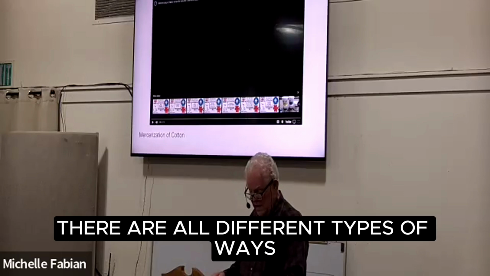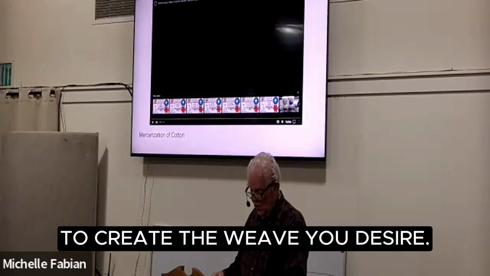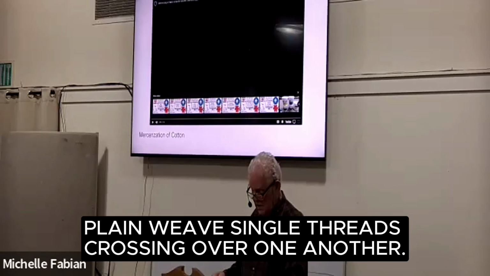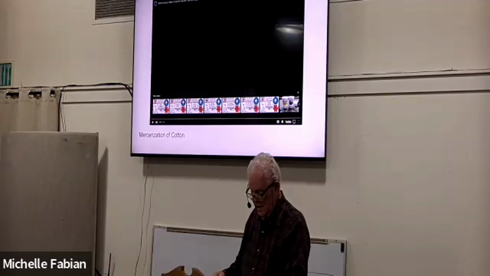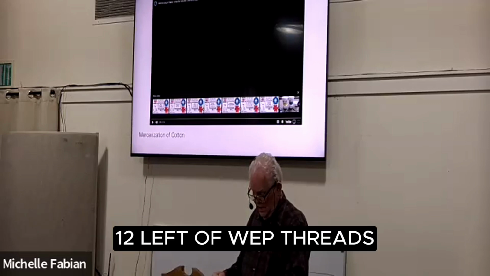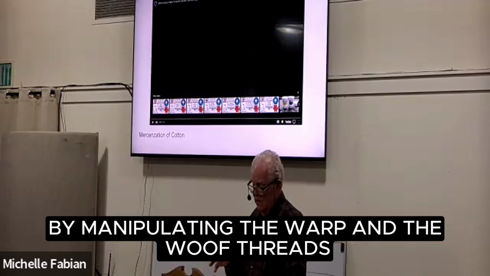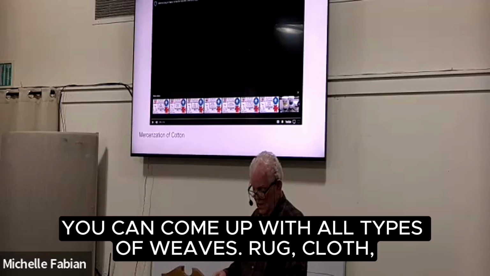There are all different types of ways you can adjust the threads on a loom to create the weave you desire. Plain weave, single thread, crossing over one another, then in, of the warp and the woof. Twill, weft threads crossing over several warp threads at once. By manipulating the warp and the woof threads, you can come up with all types of weaves.